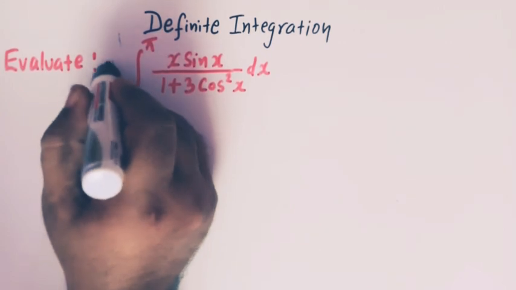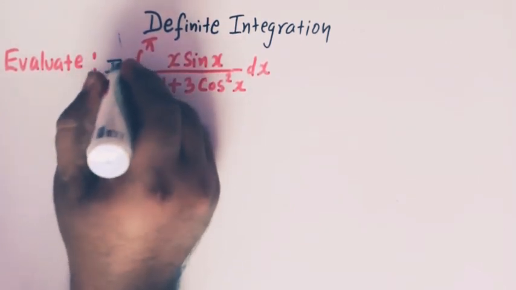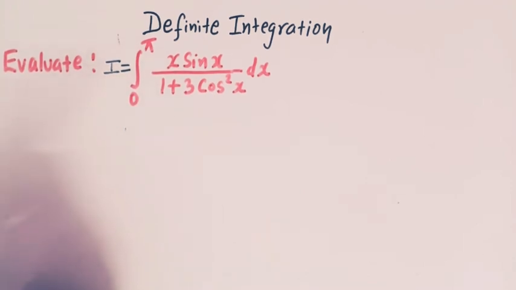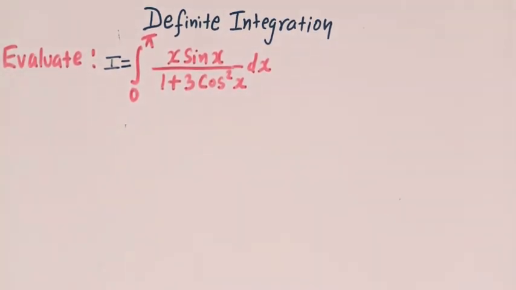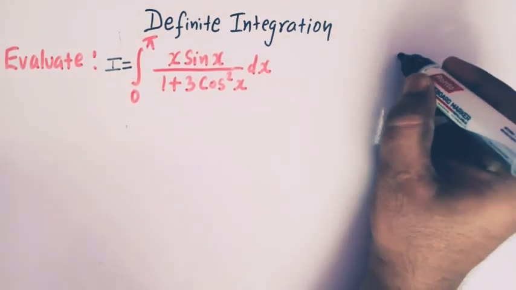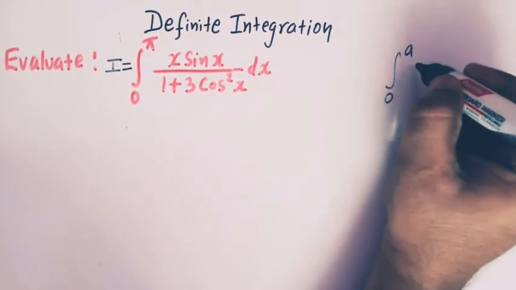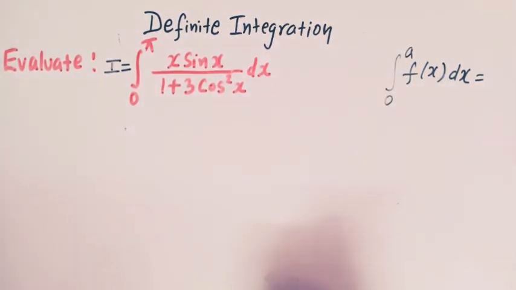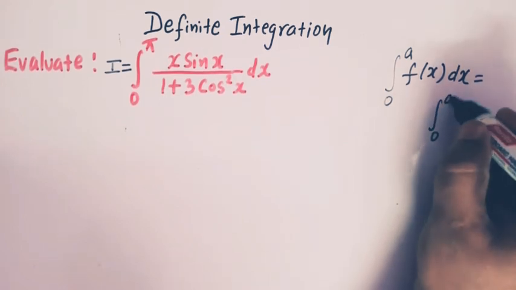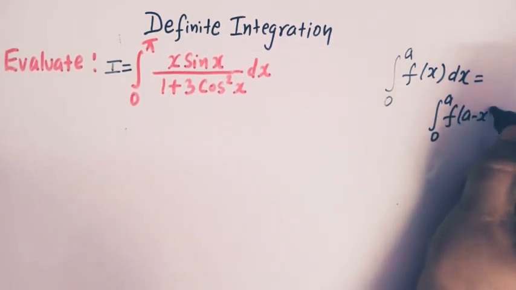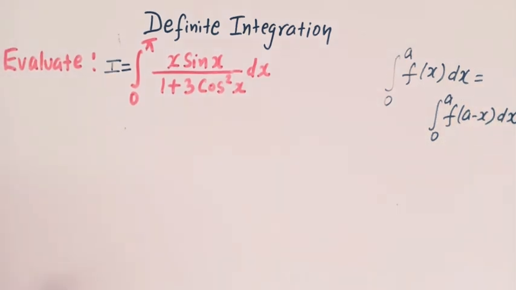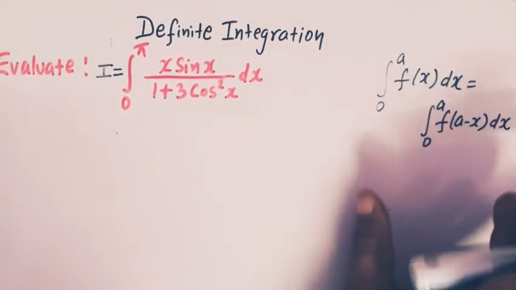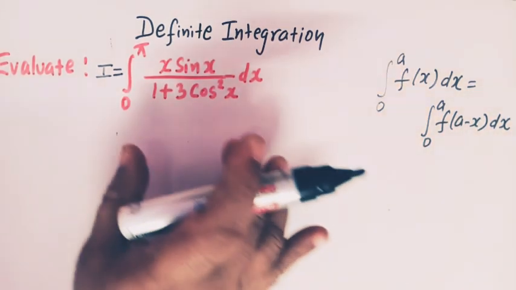So let us first call this integral as I, and in order to solve this definite integral we'll make use of one important property of definite integrals. The property is, if we have the integral from 0 to a f of x dx, then this can be written as integral from 0 to a f of a minus x dx, right? So here we'll apply this property to this integral.